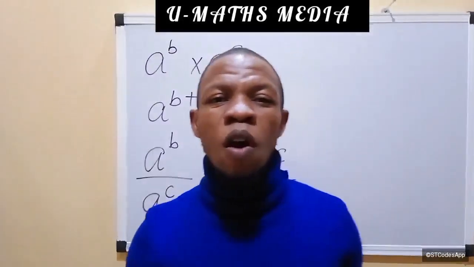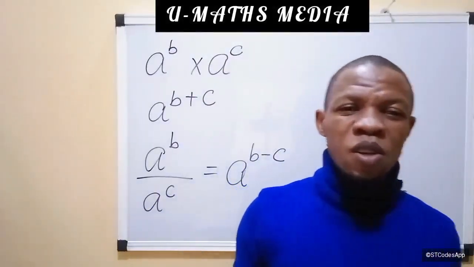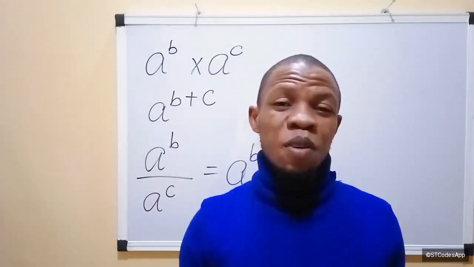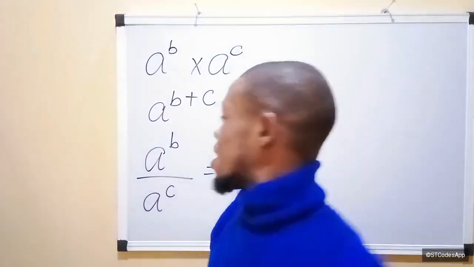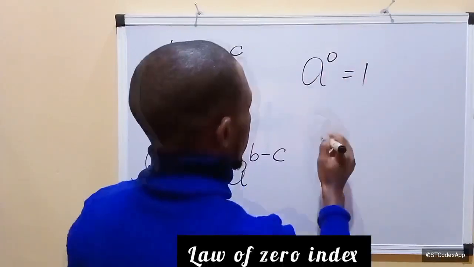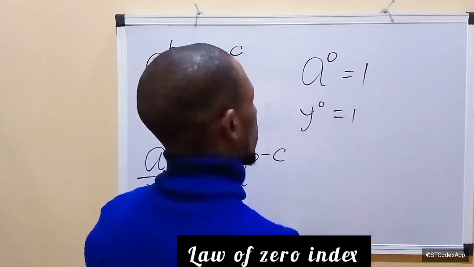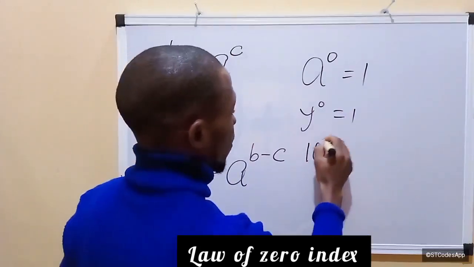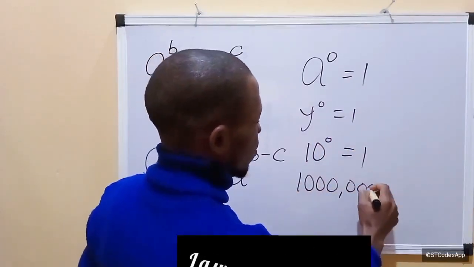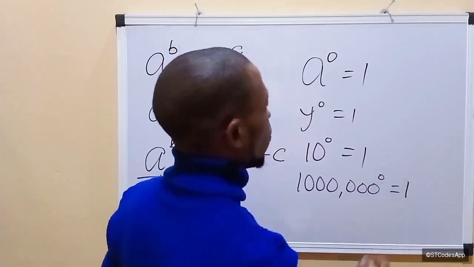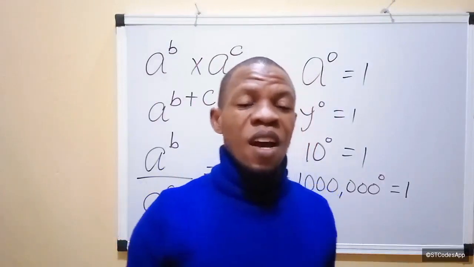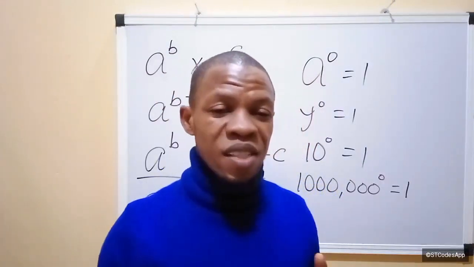Now, we also have the law of zero index. The law of zero index states that any quantity raised to the power of 0 is 1, irrespective of the value of that quantity. For instance, if we have a raised to power 0 is equal to 1. If we have y raised to power 0 is equal to 1. If we have 10 raised to power 0 is equal to 1. If we have 1 million raised to power 0 is still equal to 1. It does not matter the value of the quantity, as long as it is raised to the power of 0, it is 1. That's the law of zero index.